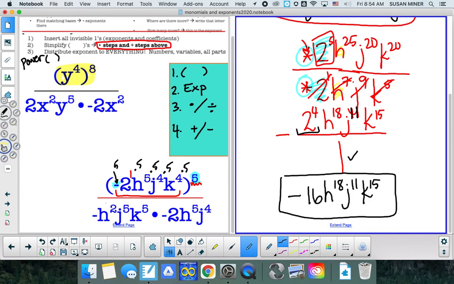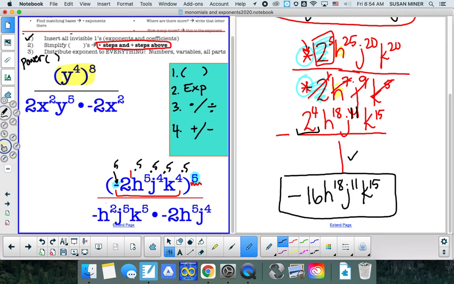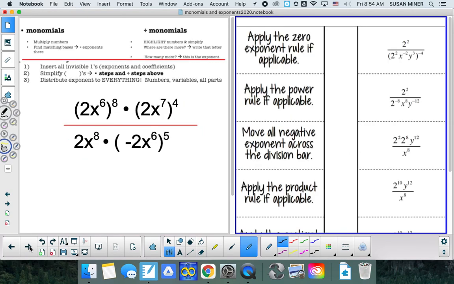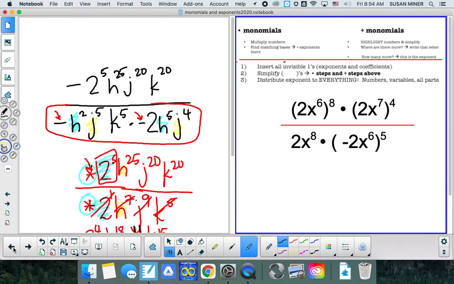A lot of steps are happening here, and so we have to keep track of where we are. That's why I've written everything out. If you need to, come over and use your checklist to check off everything. Use your checklist to help you make sure you're not skipping anything. Okay, that's just one more problem. We're going to hang there for just a minute.